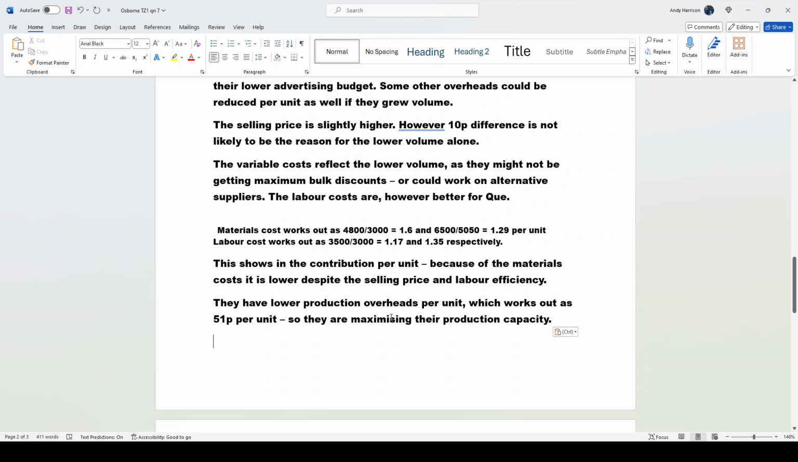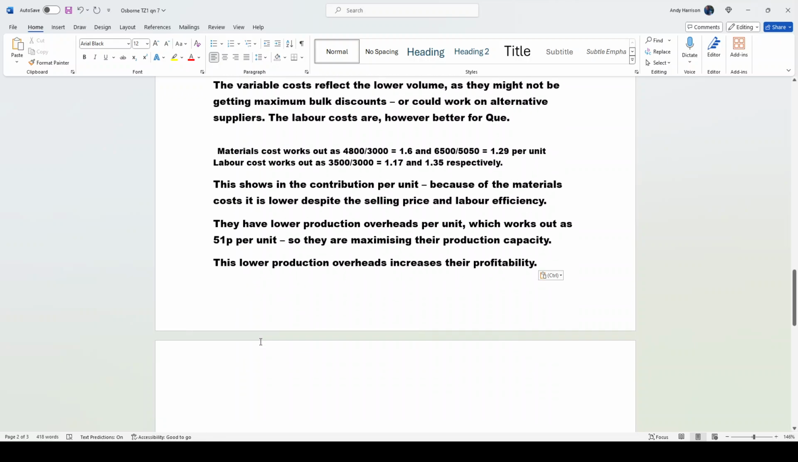Maybe they're just the new people on the block, and they're growing and they're working out and they're catching this up. With the numbers that you've got, that does actually make sense. It's what you'd expect to see. Now, either as a separate paragraph or at the bottom of that paragraph, just obviously point out that you do understand that the lower production overheads increases their profitability.